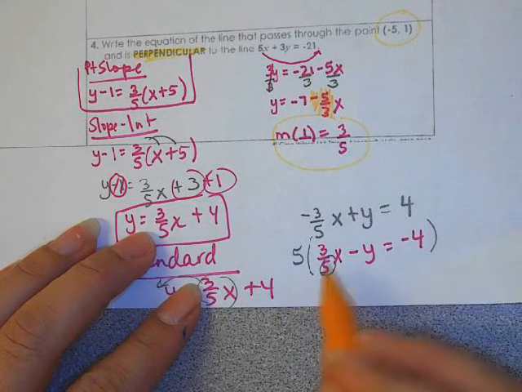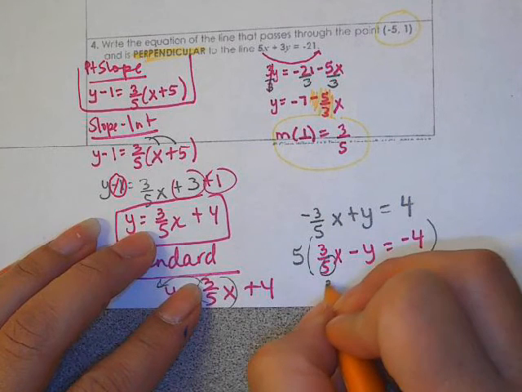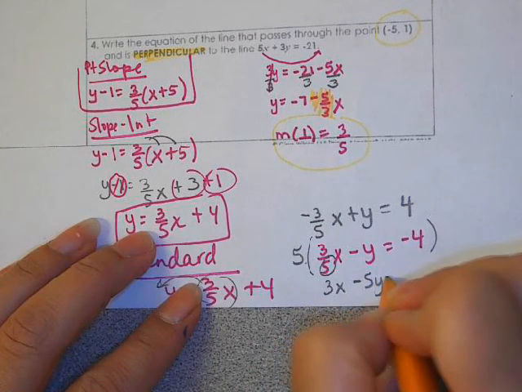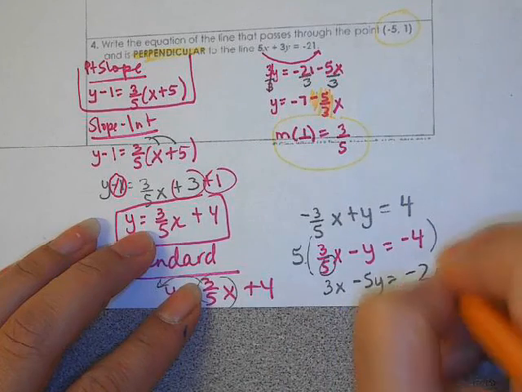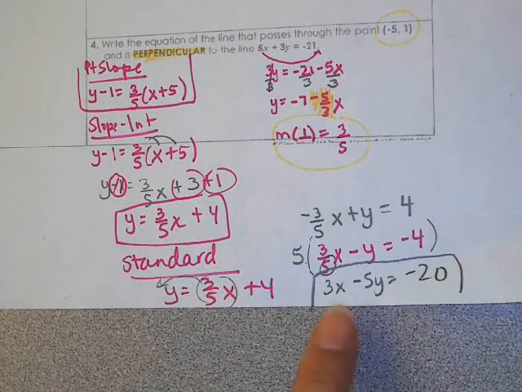And last but not least, multiply everybody by the denominator. 5 times 3/5 is going to give you 3x. 5 times y is -5y. And 5 times -4 is -20. And there's your standard.